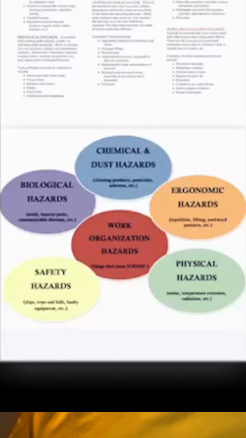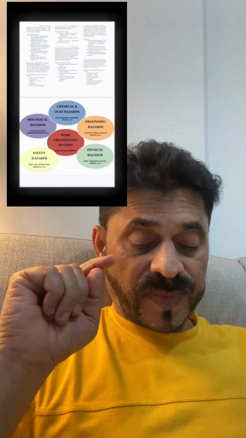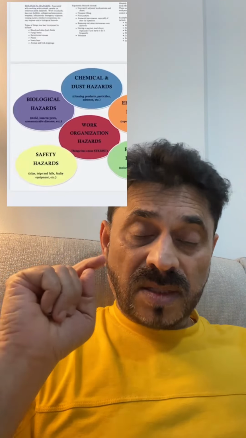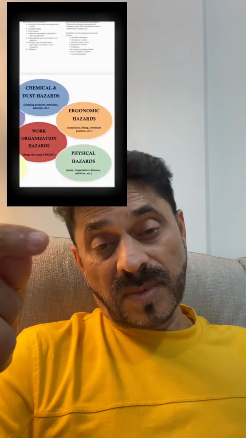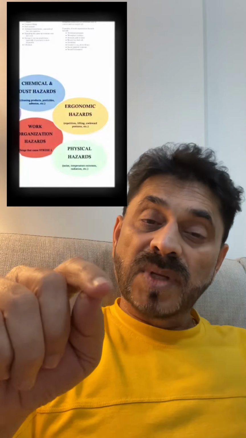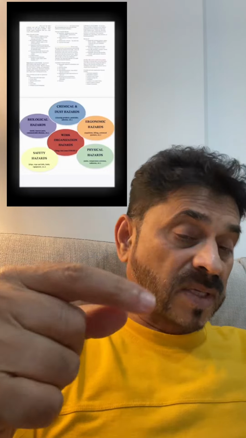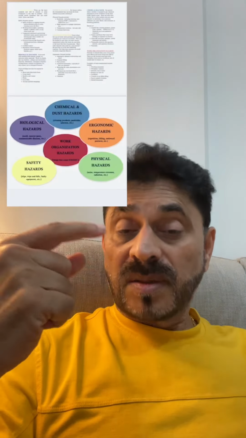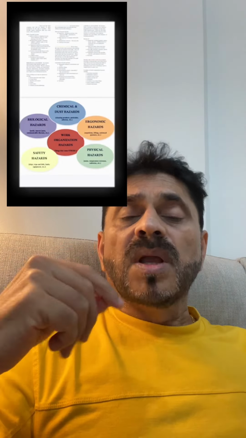Whenever you are going through the hazard identification process, you need to focus mainly on these 6 types of hazards. They are work organization hazards, safety hazards, biological hazards, chemical and dust hazards, ergonomic hazards and physical hazards. There could be additional categories as well, depending on the specific scope of your project, work activities, or the type of activities involved. These are the basic categories of hazards. Let us go one by one.